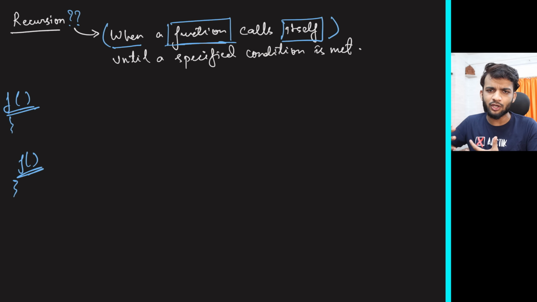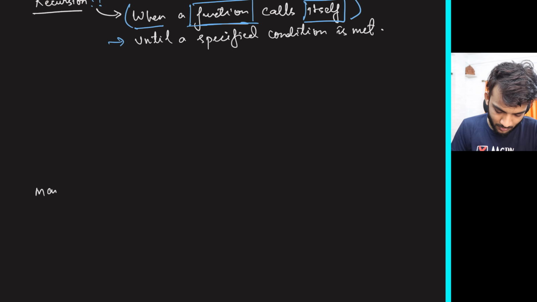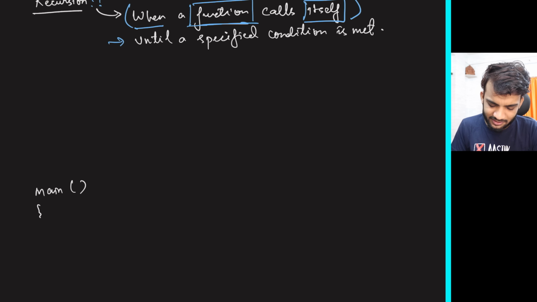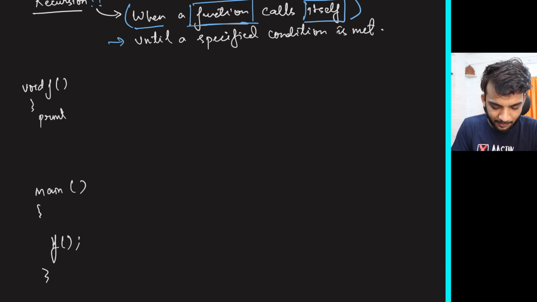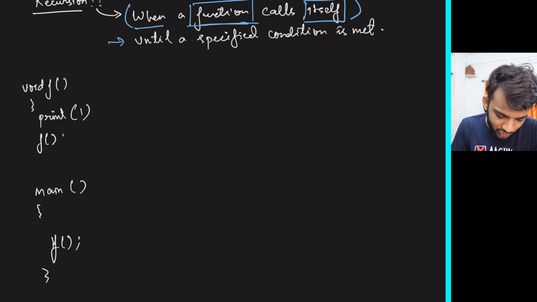Once you have understood how recursion works, then we can understand the second line, which states until a specified condition is met. So generically there is a main. If you're using Java, that's public static void main. If you're using C++, it's int main. Let's assume I write the function as f. It is a void f function, which says, hey, can you please print 1. In C++, it's going to be cout. In Java, it's going to be System.out.println. And I call the same function again.